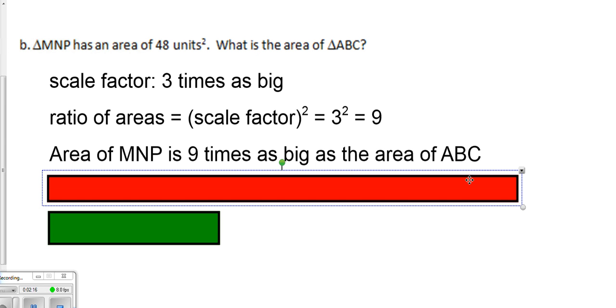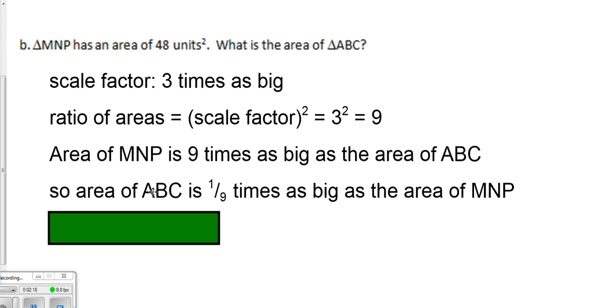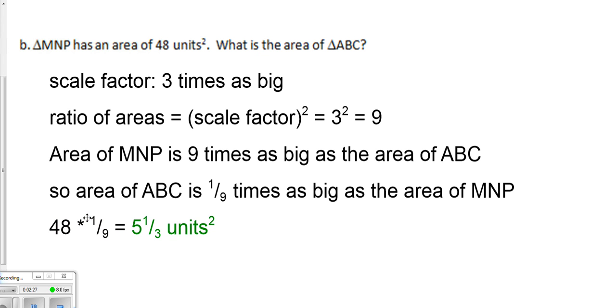We can kind of flip that around and say the area of ABC is 1/9 times as big as the area of MNP. So we would just take our 48 times 1/9, and we'd get 5 1/3 units. Or you can do 5.3. Remember, oops, I should say it's units squared, because it is an area. So that would be the area of triangle ABC.